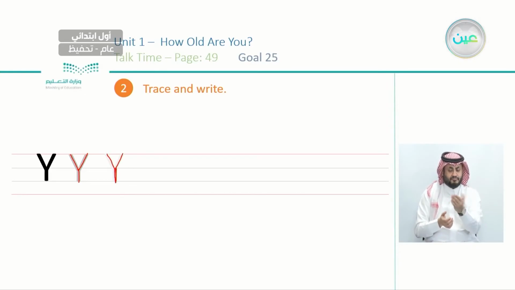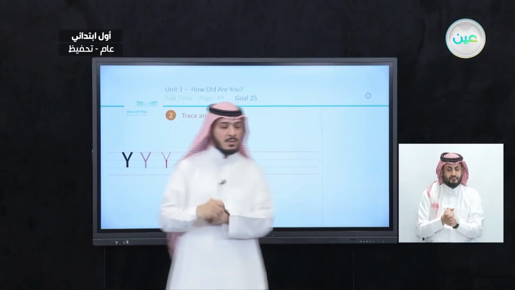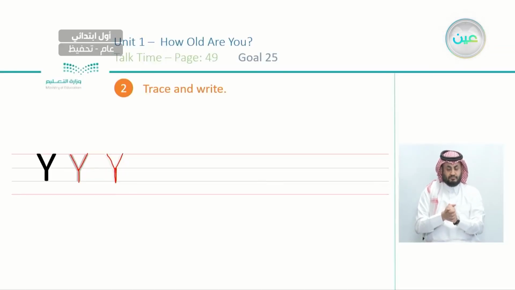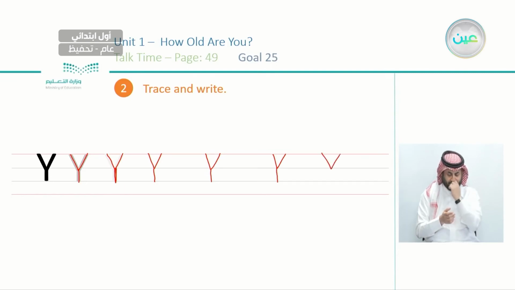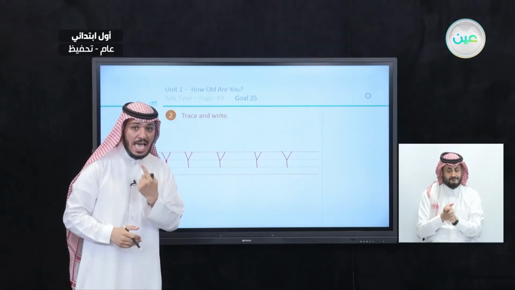Okay, so now let's write it. So we will write Y like here, and we have a line up to line number 3. Again, Y like this, and a line down to line number 3. Okay, again, let's write it 2 more times. Y, and for the last time, Y like this.